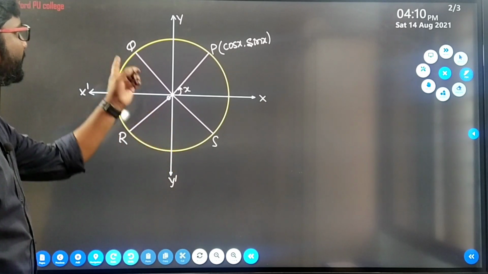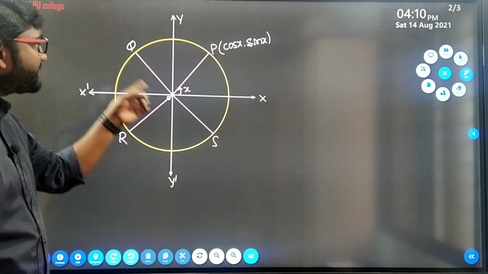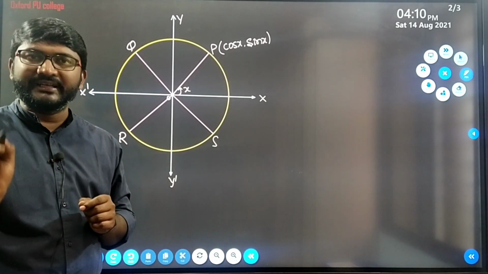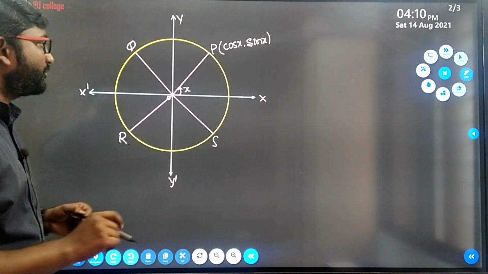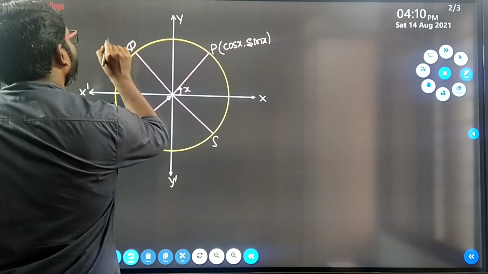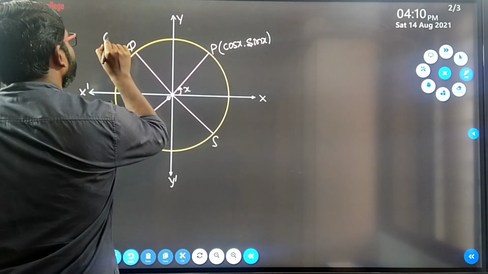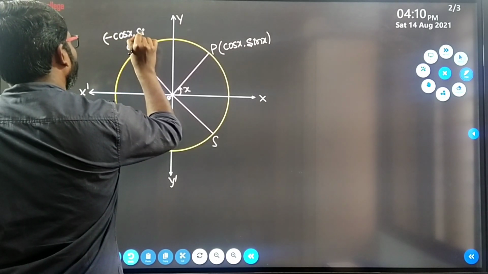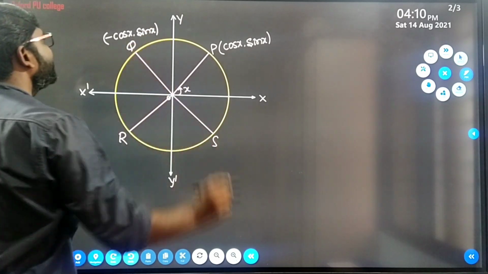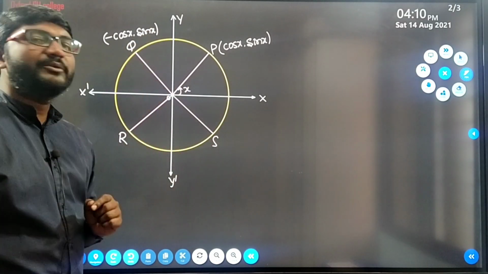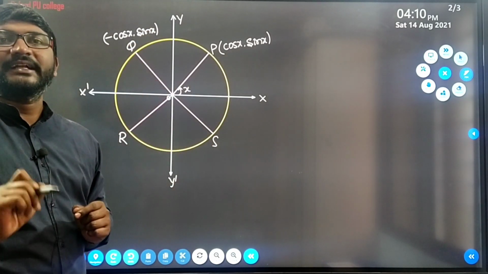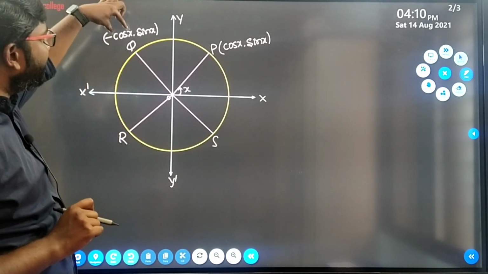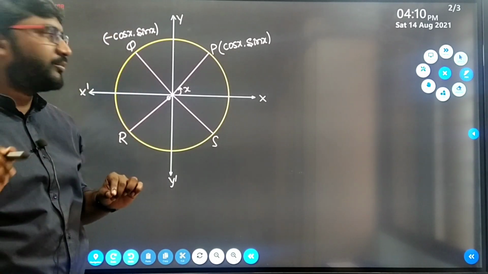Now come to the second quadrant. In the second quadrant, x has to be negative and y should be positive. So what are the coordinates of the second point? It is minus cos x comma sin x. Why have we taken minus cos x? Because the point Q is in the second quadrant. That is why the x coordinate must be negative and the y coordinate must be positive.